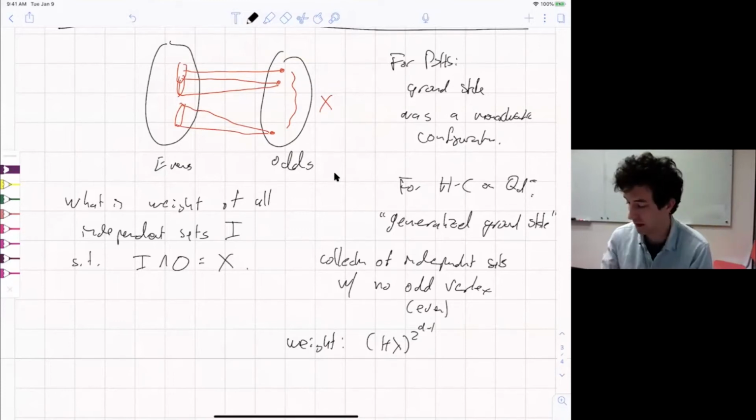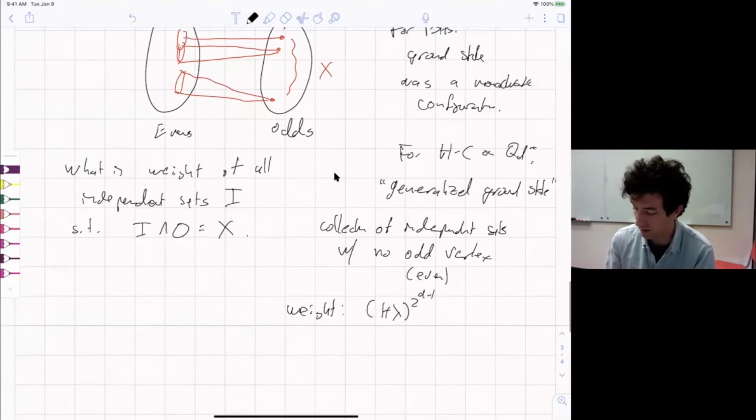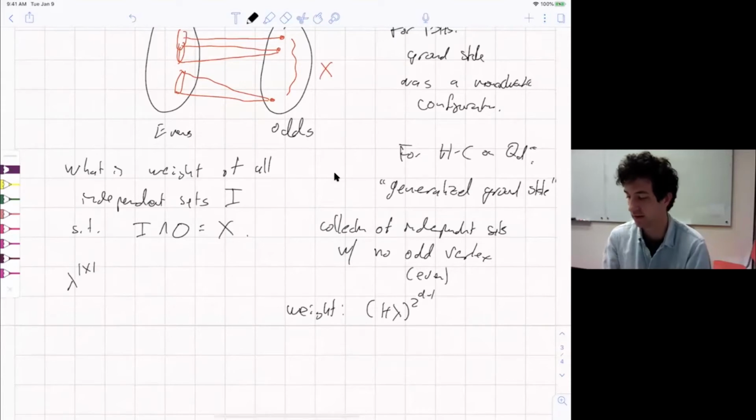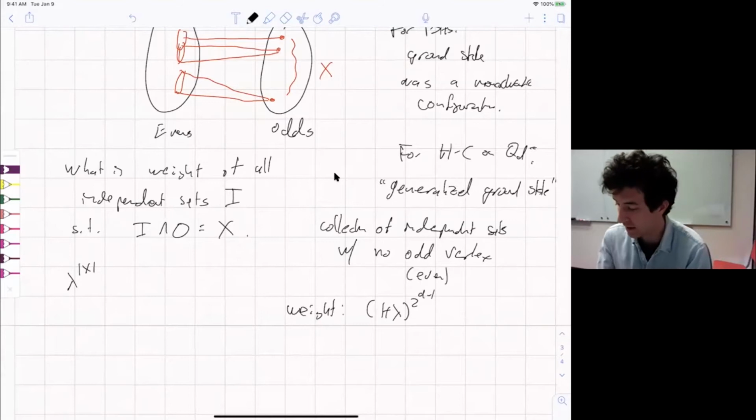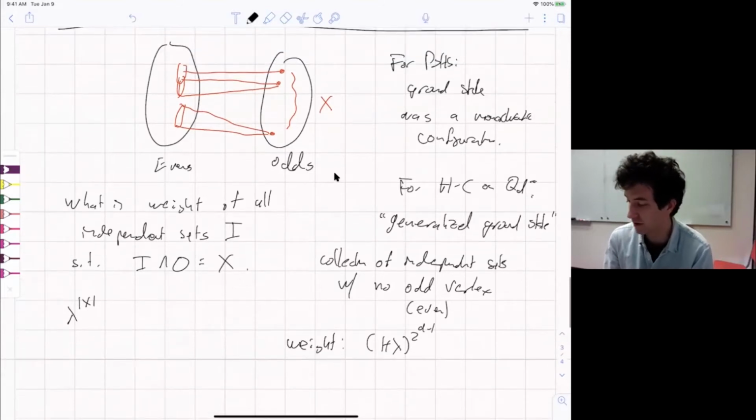Okay, is exactly X. So these 3 vertices are occupied on the odd side and no other vertices are occupied. Okay, well, what's the weight? Well, certainly we have lambda to the size of X, right? Because we have these vertices in the independent set, and no others on the odd side.